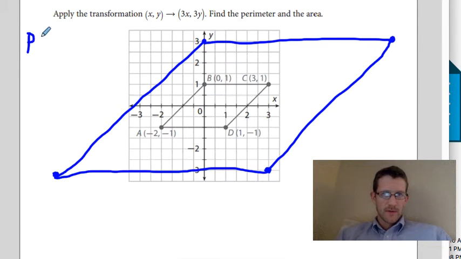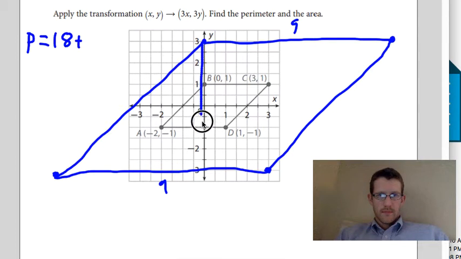Start with the perimeter. Perimeter is equal to, again, we'll start with the bases. They were 3, now they're 9, right? This length here is 9. This length here is 9. So I'm going to put an 18 plus, I should probably do that in a different color.